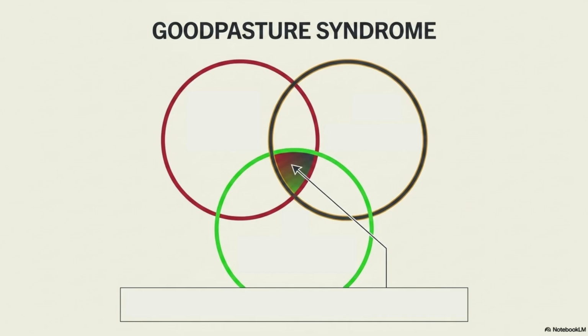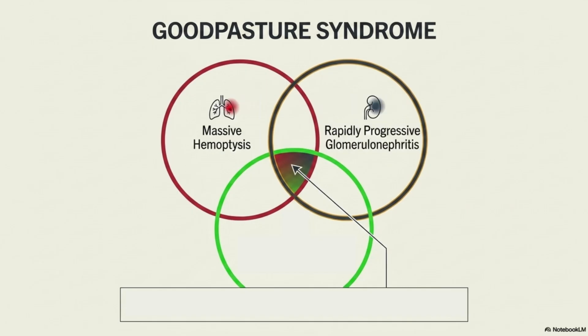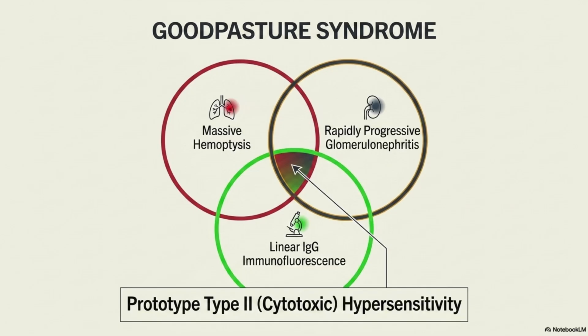This diagnosis requires a classic triad. First, massive hemoptysis. Second, rapidly progressive glomerulonephritis. And third, that smooth linear IgG immunofluorescence we just saw. From an immunological standpoint, remember that this is the prototype type 2 or cytotoxic hypersensitivity. But what is the actual target of this hypersensitivity?